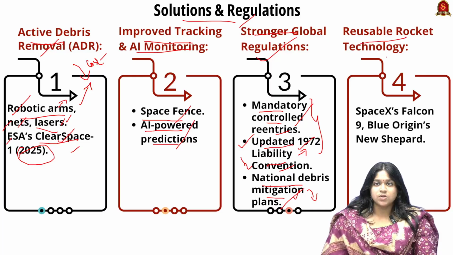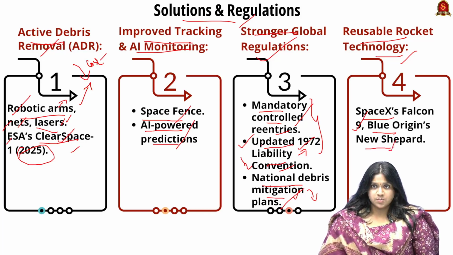Next is having reusable rocket technology. So here, for example, the SpaceX Falcon 9 and Blue Origin's New Shepard have been brought in. So here, this is a mission which has been landed to take the space debris.